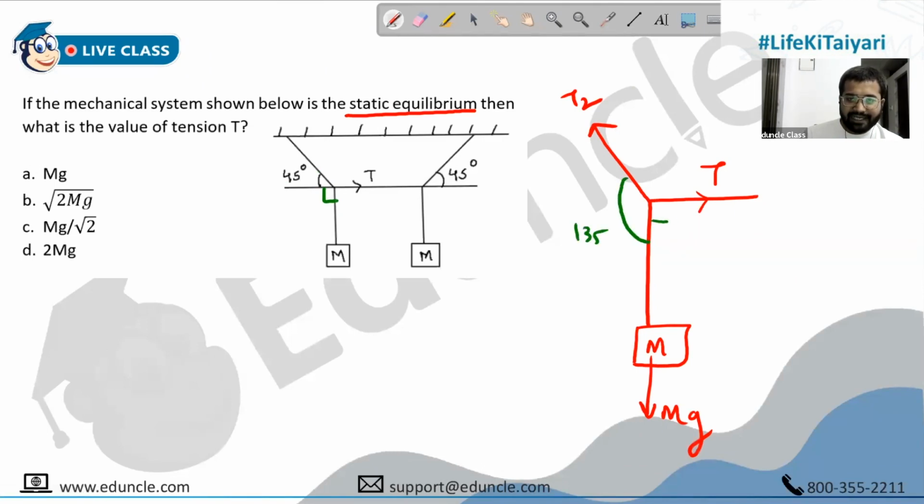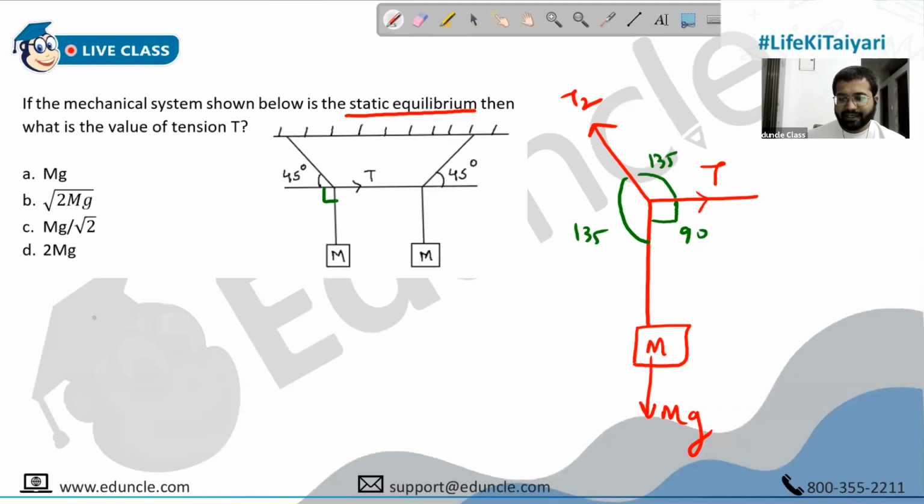Again, what is this angle? This is 90. So what will be this angle again? This will also be 135, correct? The sum of all should be 360. So 135 plus 90, 135 plus 90 plus this remaining angle should be 360. If you calculate, this remaining angle will again be 135. And now you know your favorite Lami's theorem.